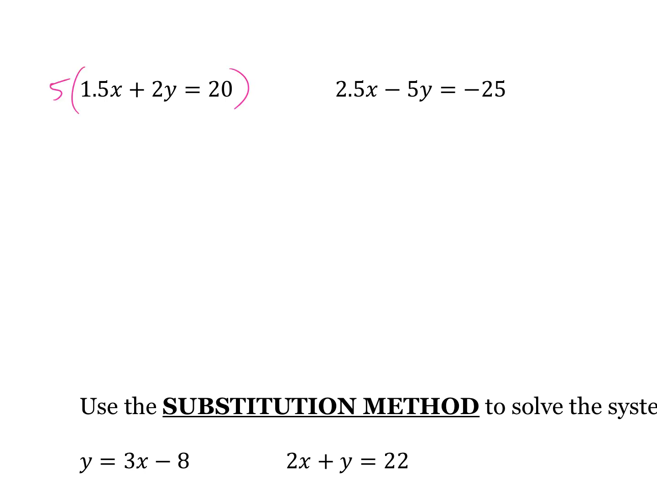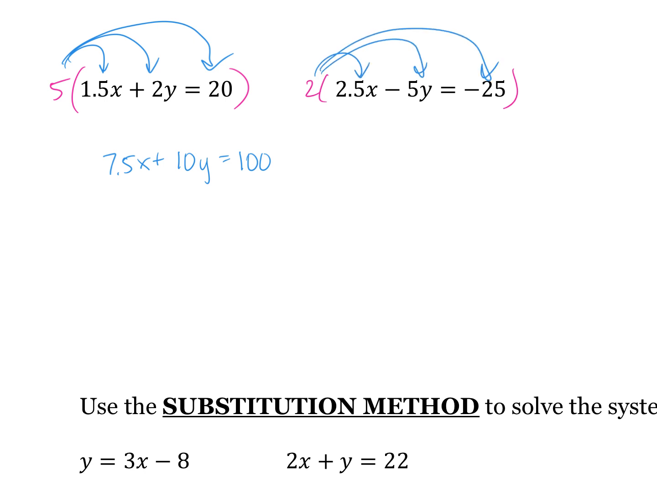I'm going to say I want a 5 here. I want a 2 here. Yes. These arrows help you not forget to bring it to that 20. 5 times 1.5, 7.5x plus 10y equals 100. Then when I distribute that 2, I'd write it right underneath.